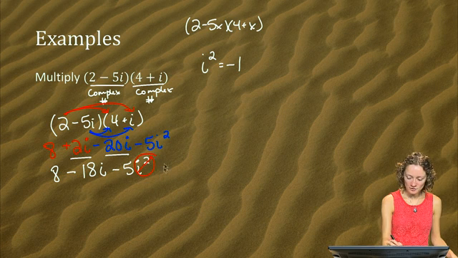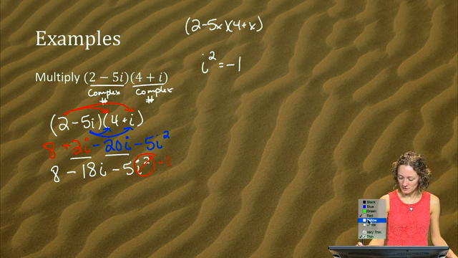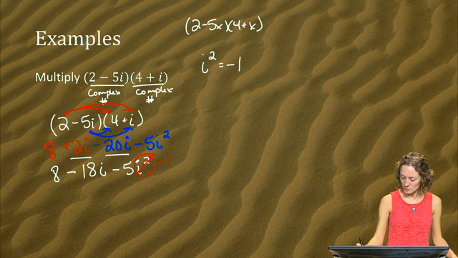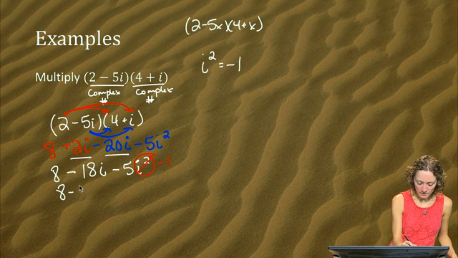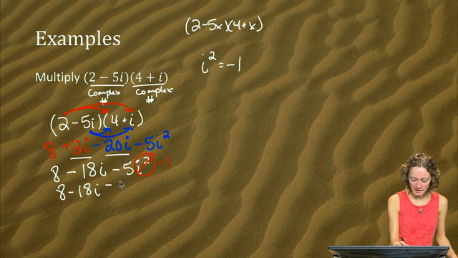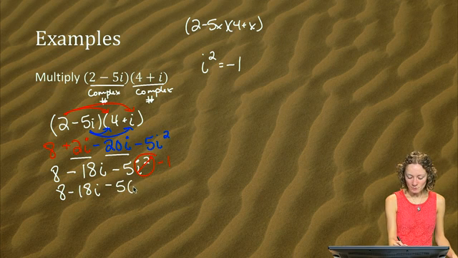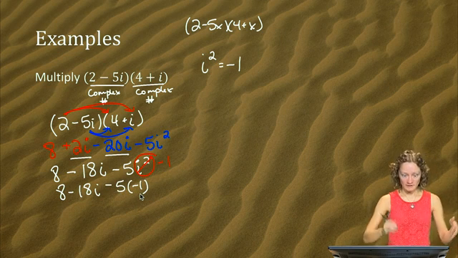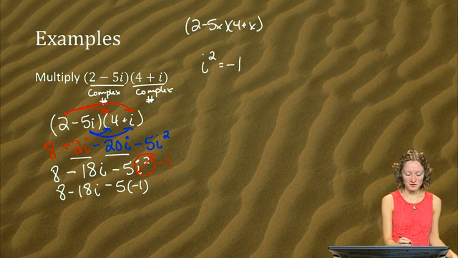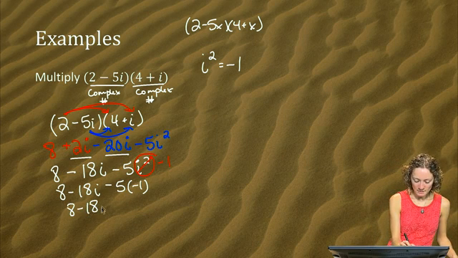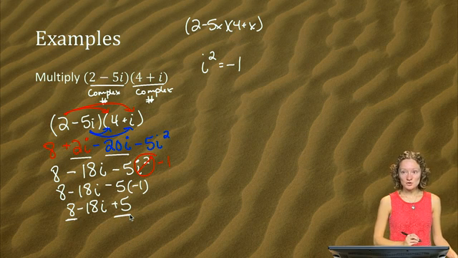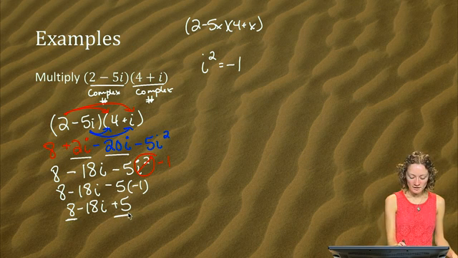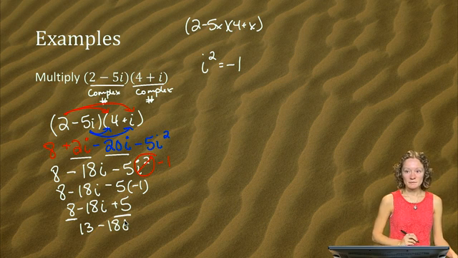We no longer need i squared. We want negative 1. So we have 8 minus 18i minus 5 times, not i squared anymore, times negative 1. And then continue cleaning up. Now there's more we can do if we have a number here. 8 minus 18i plus 5, and then there's two whole numbers. We can combine those together. 8 plus 5 gives us 13 minus 18i.